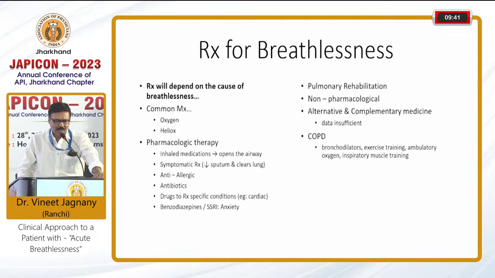Coming to the treatment, in acute dyspnea, we may start with oxygen or heliox, where heliox is lighter and therefore easily helps in alleviating acute dyspnea. Inhaled medications are very helpful: the steroids and beta agonists in pulmonary causes. This is probably the symptomatic treatment. Sometimes anti-allergics are helpful in allergic causes. Antibiotics will be useful in infective causes, and cardiac management will be required in heart failure or CAD.